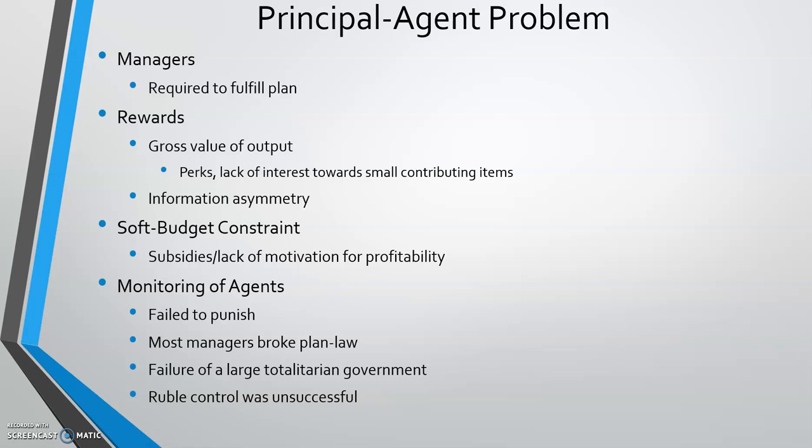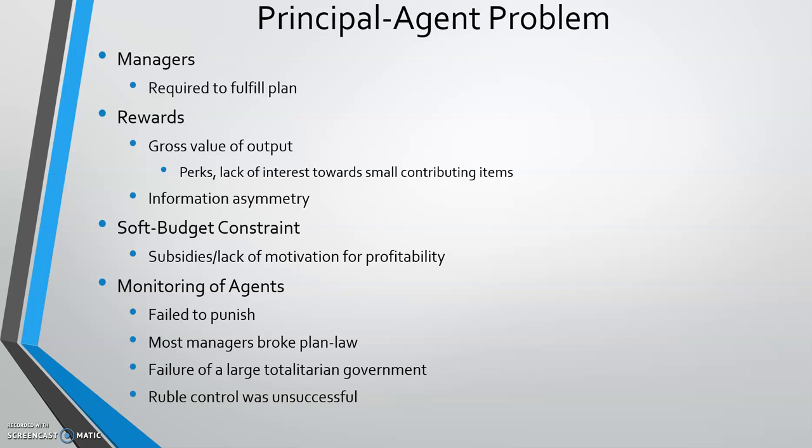Something that arose was the principal-agent problem. Basically, these managers were required by the law of the land to fulfill their plan. They were awarded things for achieving certain outcomes, such as the gross value of output, which was one of the most important ones. They got things like housing and vacations and cars, which meant they were not caring much about the small items that brought little contribution, as they really just wanted the benefits rather than to try and maximize societal gain. There was this information asymmetry between the managers and Gosplan, since the managers were really the only ones that knew the true capacity for production.